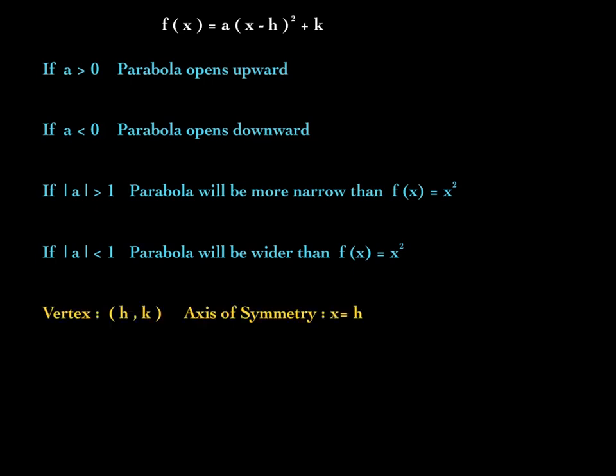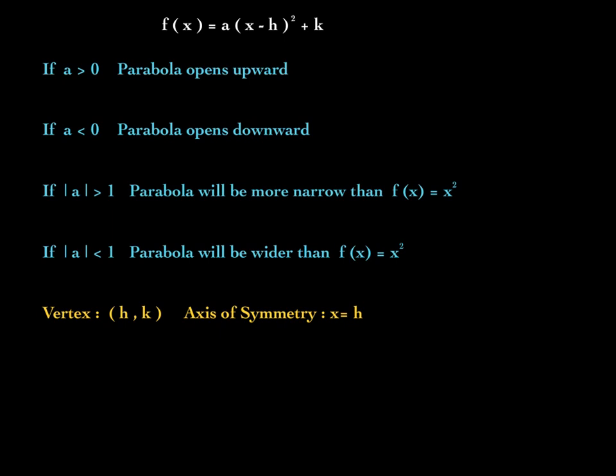Now, what's interesting is the vertex, which is sometimes the lowest point on the curve or the highest point on the curve. The vertex will be at h, k. The axis of symmetry, now a little bit about the axis of symmetry, it's a vertical line about which your parabola is symmetric. Let me show you a picture of what I just said.